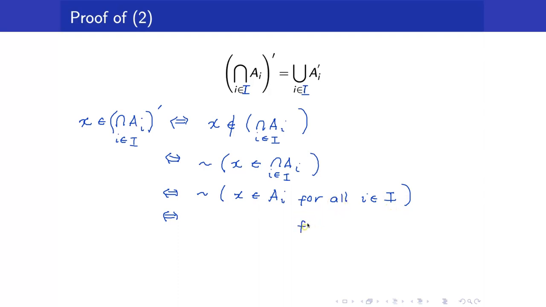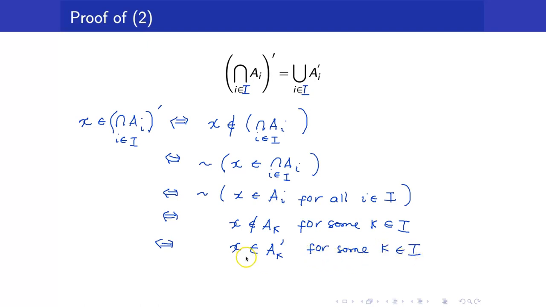There exists, correct? So this will be for some. I will not be using I, I will be using K. There exists a K in I such that X is not in A sub K. Now, what does it mean if X is not an element of A sub K? That's the same as X is an element of the complement of A sub K. Now, we have X is an element of A sub K prime for some K. So that means X is an element of the union of all such A sub I primes. I can go back to I here, and then I have a prime here. So we started from here, we can end up here.